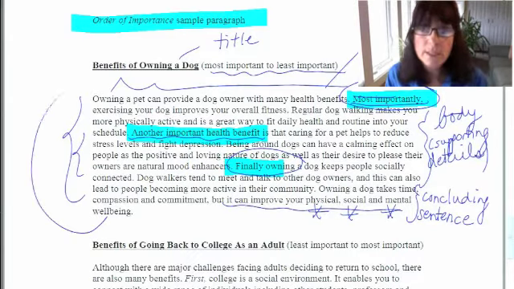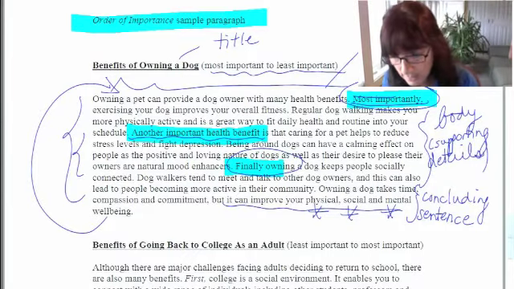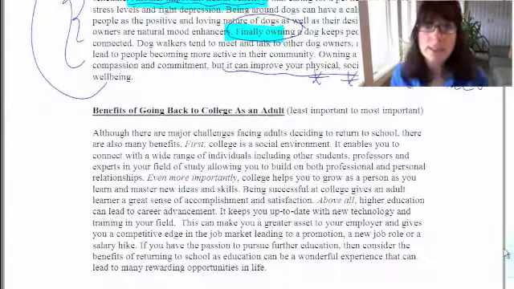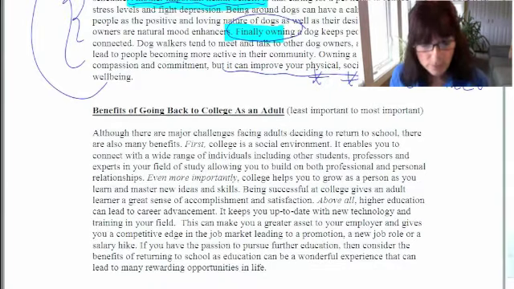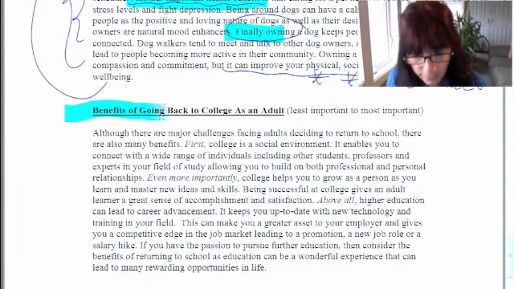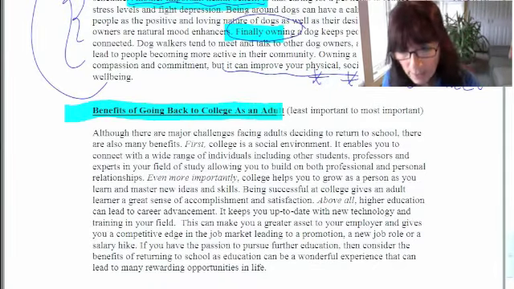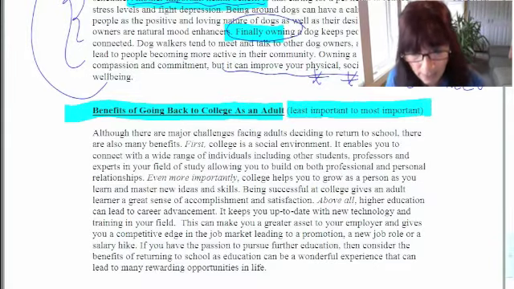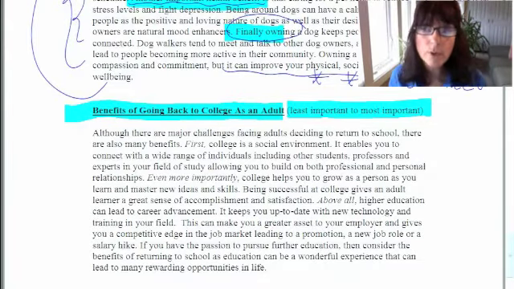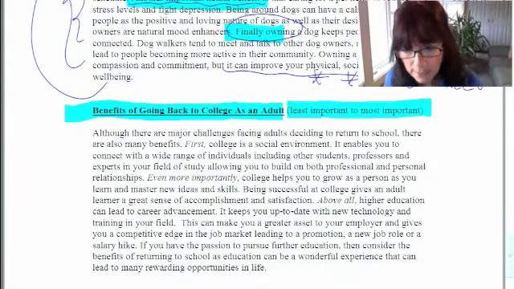It's got a clincher because it gets the reader thinking, and this conclusion is linked to your introduction, so it ties up your whole paragraph. It ties it all together. Now let's take a look at the second paragraph, and I've chosen to write one on the benefits of going back to college as an adult, and I want you to note that in this paragraph I've gone from the least important to the most important ideas.